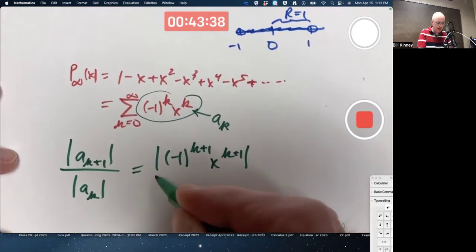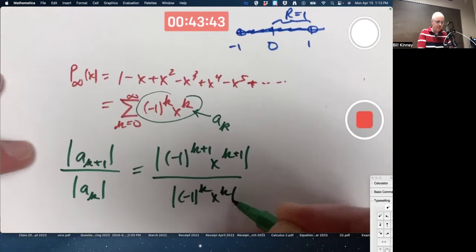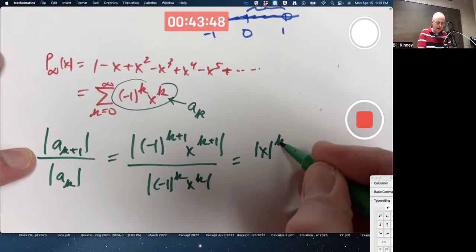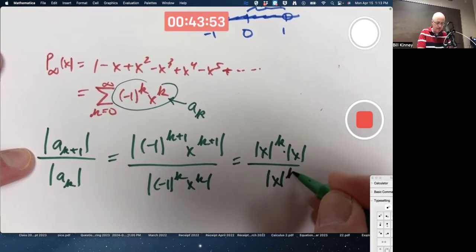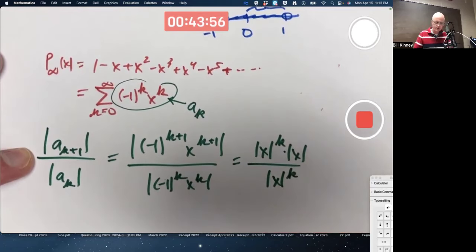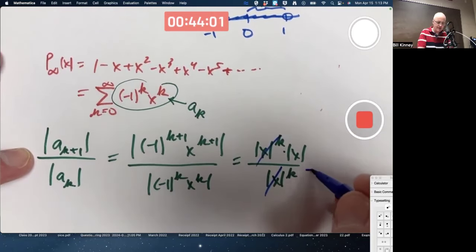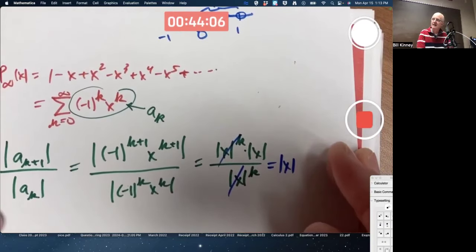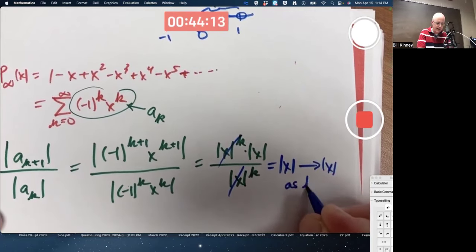Well, for one thing, the -1s won't matter because I'm taking absolute values. I do need to keep the absolute value sign around the x, because x could be positive or negative. The power can be brought out. But then these things cancel. This simplifies to the absolute value of x, which does not depend on k. If x is fixed, this is a constant. It approaches itself as k goes to infinity.